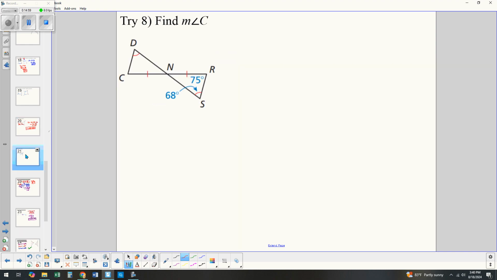The last problem is a try. Go ahead and give it a shot. The answers are posted online. But this is the end of sections 5.1 and 5.2.